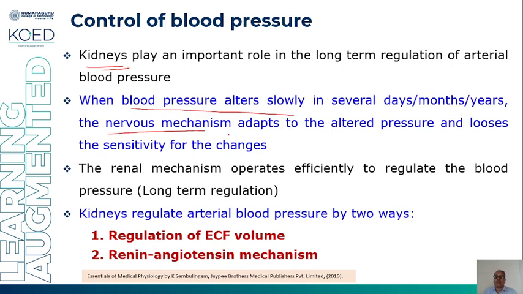Right? That is the reason why we say the nerve-based mechanism is short term, whereas the long-term regulation is a renal-based mechanism. How do kidneys regulate the arterial blood pressure? Through two important things: one is regulating the extracellular fluid volume, and the second one is which stimulates the renin angiotensin aldosterone system.